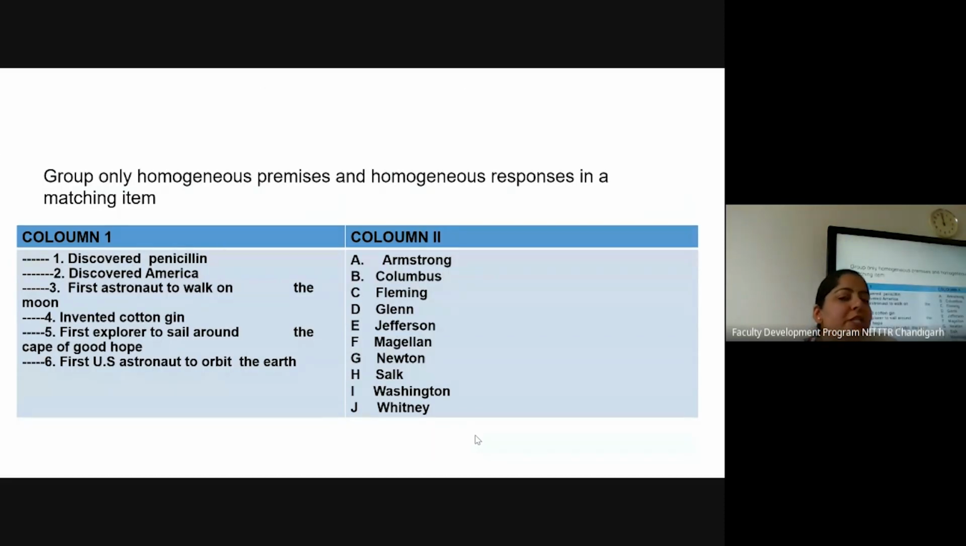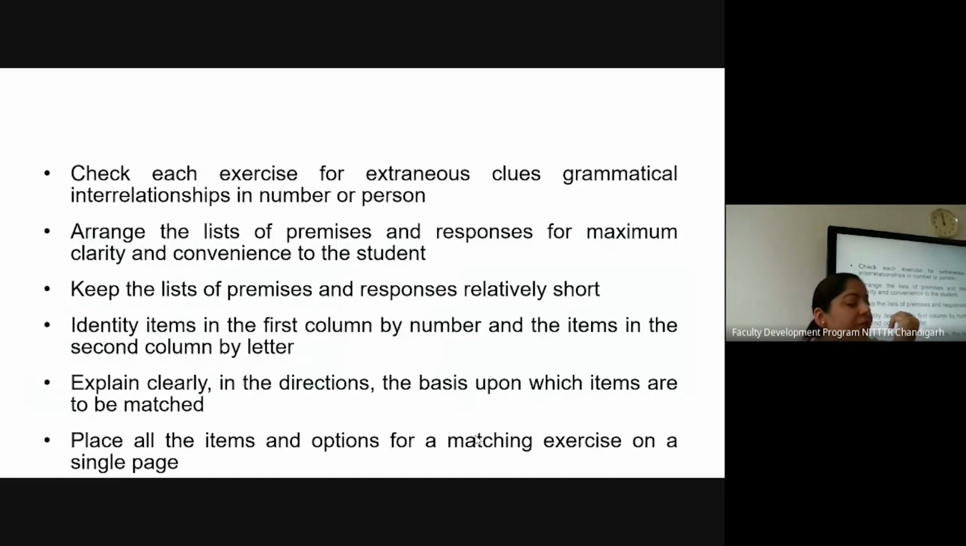Group only homogeneous premises and homogeneous responses in a मैचिंग टाइप ऑफ आइटम. अगर 8 स्टेटमेंट आपने इधर पूछी है तो 8 स्टेटमेंट में ही आपके रिस्पॉन्सेज होने चाहिए. Don't put your student to extra effort to complete the matching of the items. In these kind of items, check each exercise for extraneous clues, grammatical interrelationship in terms of numbers or in terms of person. Arrange the list of premises and responses for maximum clarity and convenience to the student. Keep the list of premises and responses relatively short.